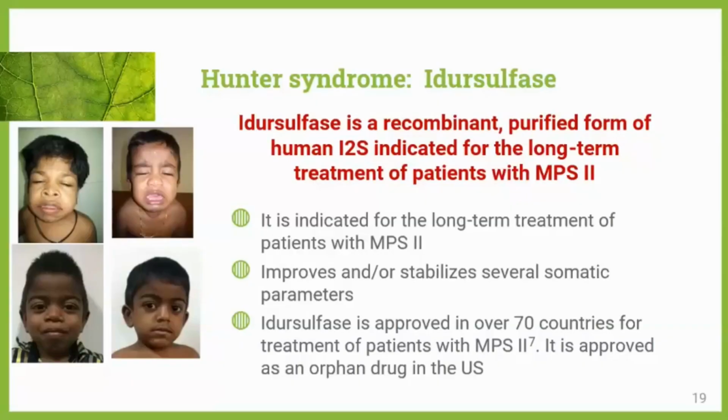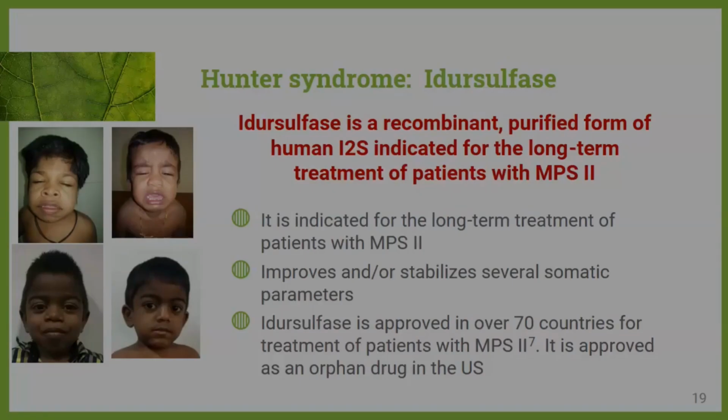Hunter syndrome is individualized for long-term treatment of patients with MPS type 2; it improves and or stabilizes several somatic parameters. And it is also reasonably good. I told you about this non-neurological variety. I have 3 patients getting this treatment, and it's reasonably good. Pompe is also good. I'm not saying it is not good, but it has to be started at the earliest. In the severe infantile variety, the patient may not get that much benefit.